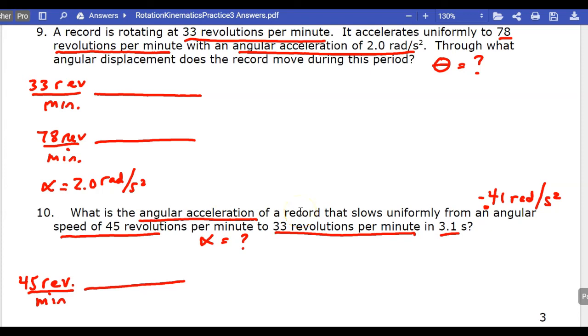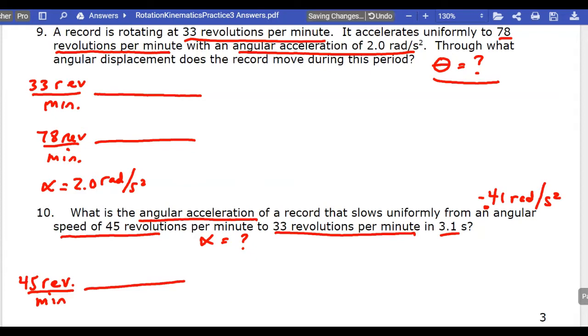So we're looking at 9, and I'm going to talk about these problems and an approach. I hope you recognize that revolutions per minute is not a good unit for us. So I have two rotation speeds that are not in radians per second. I'm given an angular acceleration of 2 radians per second squared, and I want the angular displacement.